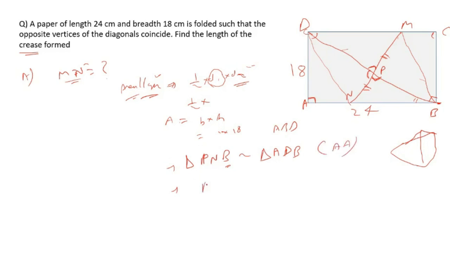So if we write the ratios, PN by AD, the first two here, is equal to NB by DB, equal to PB by AB. PN by AD, where AD is 18. NB we don't know, so we don't need to use this part. We can just directly compare the first and the third. PB we can know because it is the diagonal over half. So PB is basically root of 18 square plus 24 square, by 2.